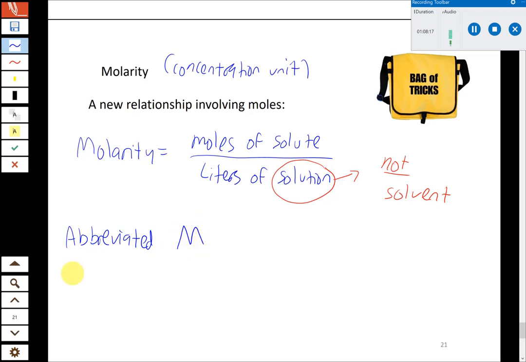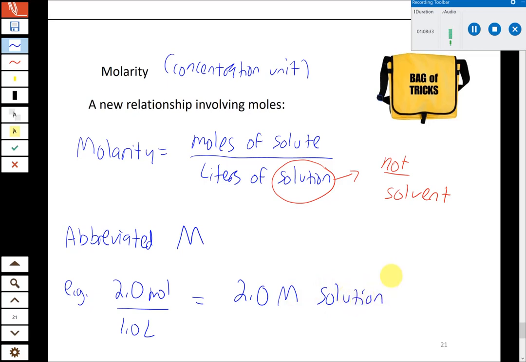And then, as an example of molarity, let's say we prepare a solution that has 2 moles of solute for every 1 liter of solution. We would say that this is a 2.0 capital M solution. The way we would say that is 2.0 molar solution, or the molarity of this solution is 2.0.